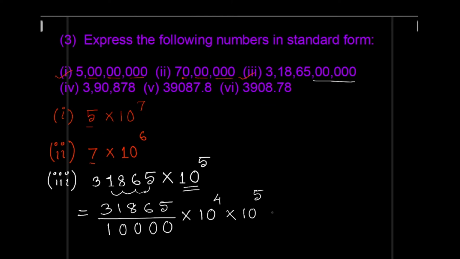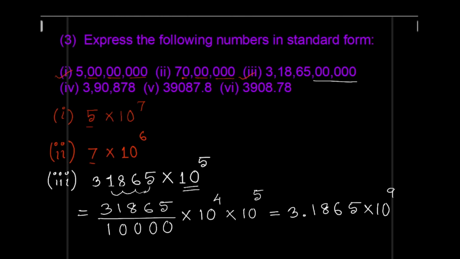Yes, so how can we write it? It can be written as 3.1865 into 10 to the power 9. Okay, 10 to the power 9. Next, question number 4 is also the same as question number 3. I will do it on the next page. Question number 4.